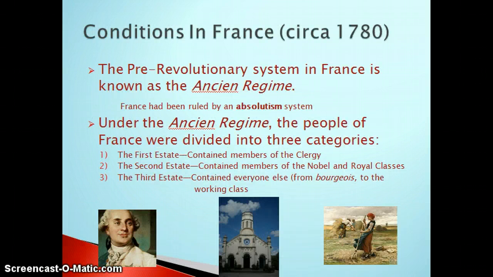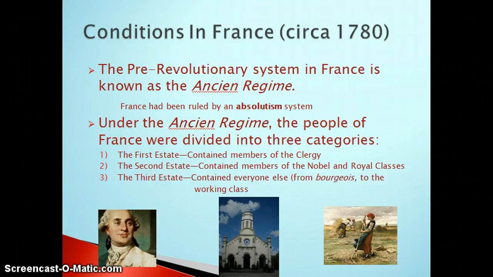The conditions in France around the time of the Revolution, a little bit before, are as follows. The pre-revolutionary system in France is known as the Ancien Regime. Ancien Regime basically means the old ruling system. If you will recall, France was ruled by a monarchical system that was absolute in nature. What that means is the king had all the authority, the final say, etc.